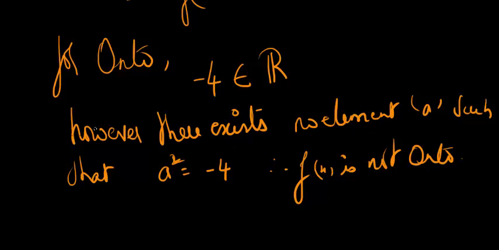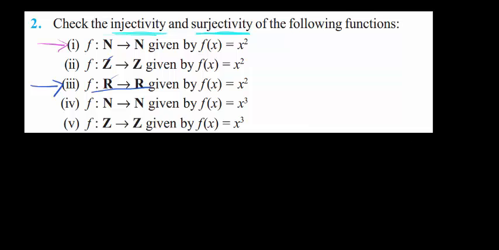Now let's look at the next question here. That's the question that we have. The function is being defined from natural numbers to natural numbers. However, the function now is this, x cube. Okay, it is natural numbers to natural numbers, yes, but now the function has actually changed. Okay, let's see how to prove this.